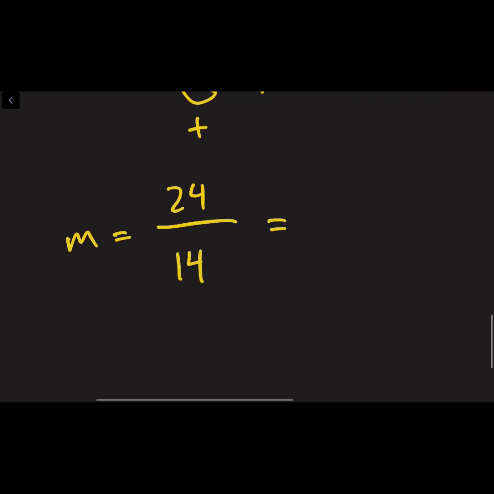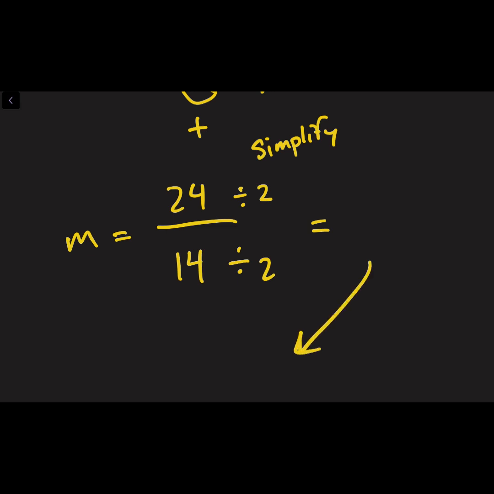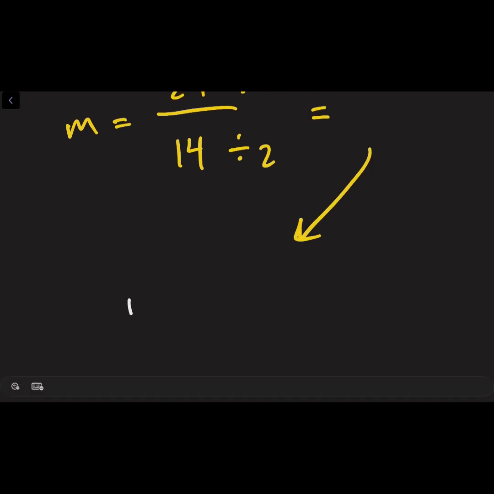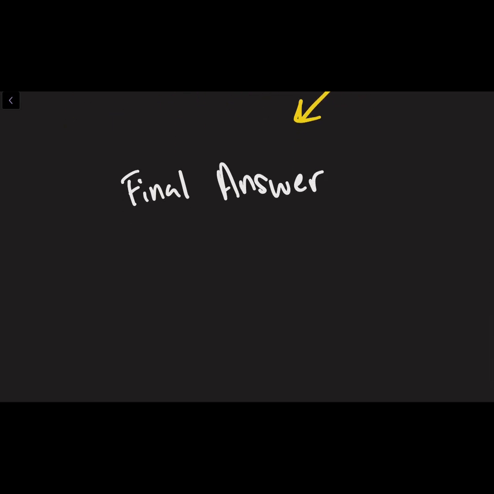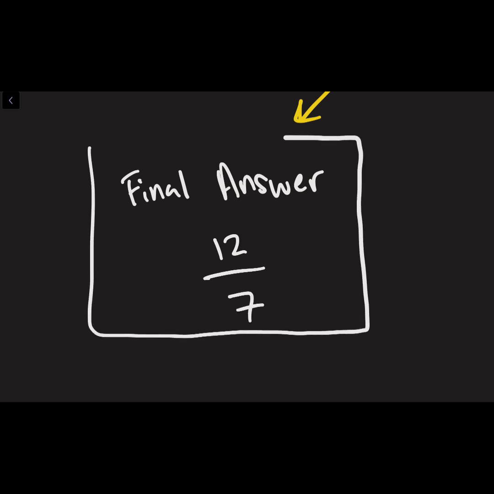What we're going to do is simplify this. We're going to simplify by 2, so we divide top and bottom by 2. When we do that, it gives us our final answer for the slope, which is 12 over 7.